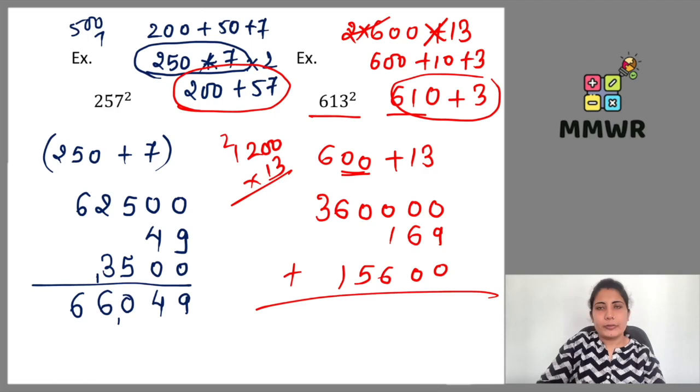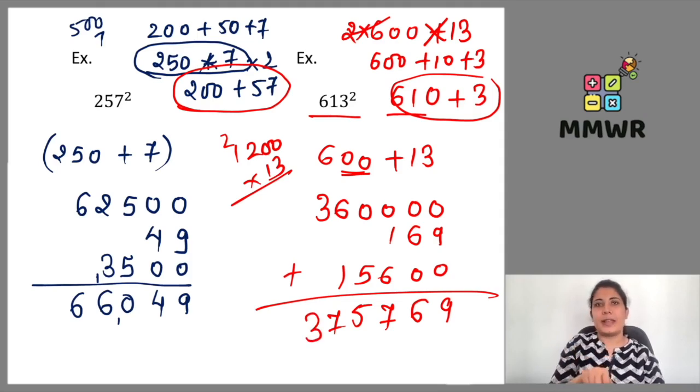Let's quickly add all of them. So 9, 6, 1 plus 6, 7. Then 0 plus 5 is 5. 6 plus 1 is 7 and 3. So each and every place we got the digit. The answer is 3,75,769. The square of 613 is 375,769.